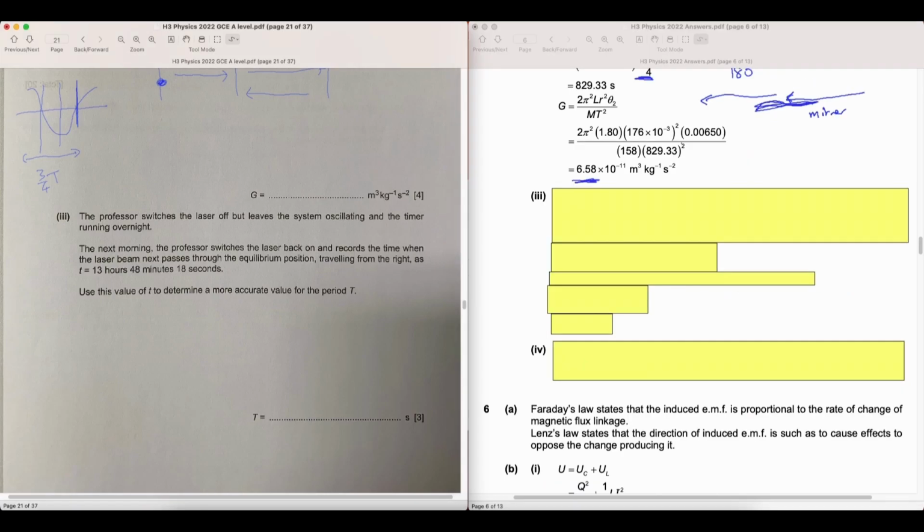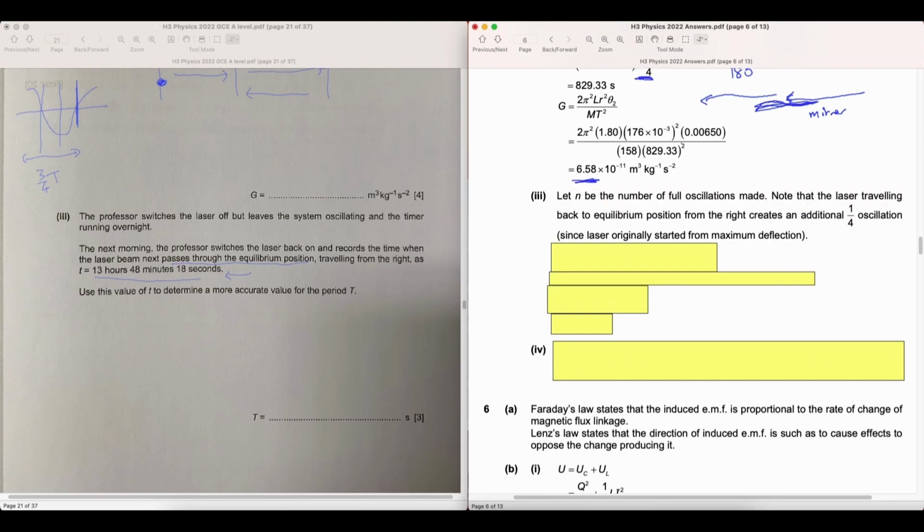Now the professor leaves the laser on and lets it continue oscillating, and we see that the next time the beam passes through the equilibrium position is this. Now given this value, how are we supposed to know how many times the system has oscillated? The answer is that we don't. We let the unknown value be n. That gives us the following expression for the period.